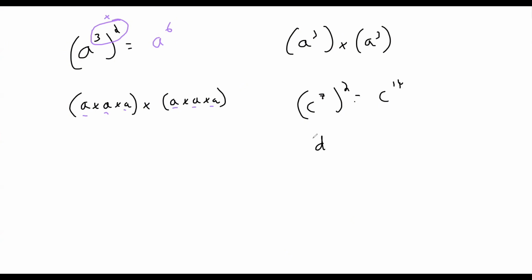Let's say we've got d to the power of 6 all to the power of 3. Well, that's going to be d to the power of 18. So we're just multiplying those two together. So most people seem to be relatively happy with this, okay? But what happens if we do this?